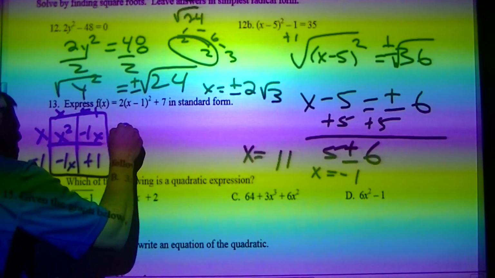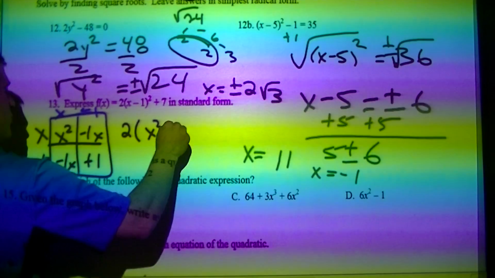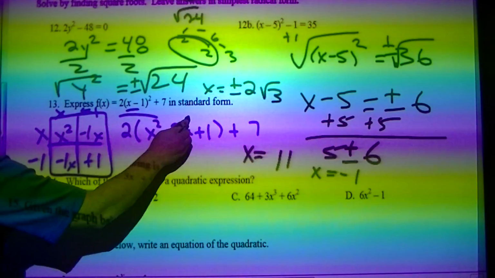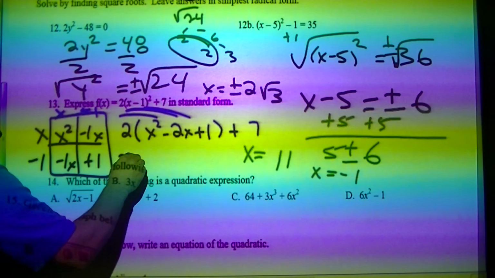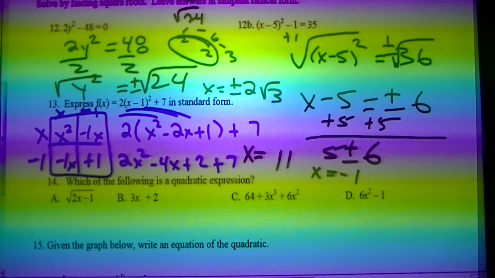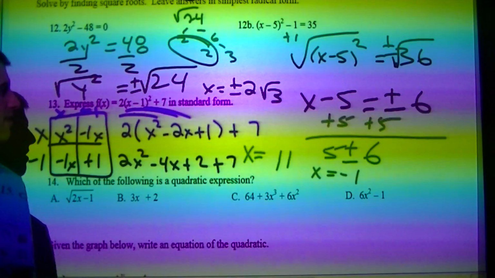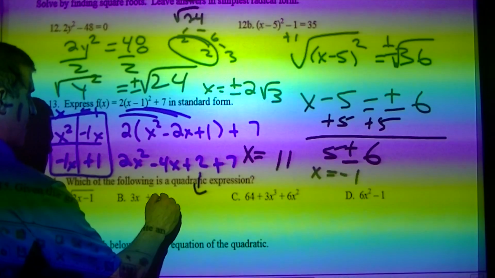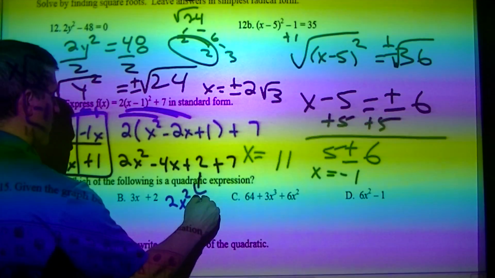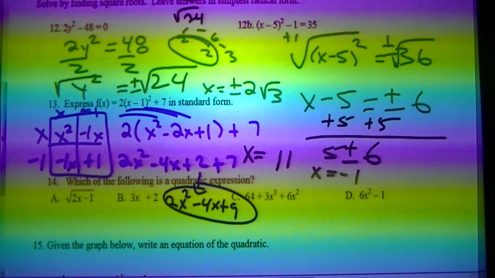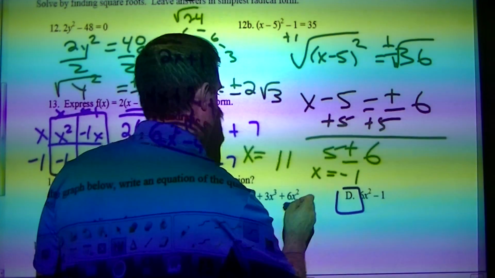So I got 2 times x squared minus 2x plus 1, with the plus 7 on the outside. If I distribute that, that's 2x squared minus 4x plus 2 plus 7. My final answer there is 2x squared minus 4x plus 9. That's the standard form. Which of the following is a quadratic? The only one that's a quadratic is D.